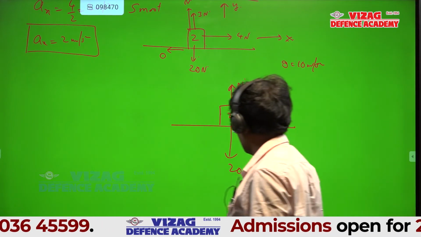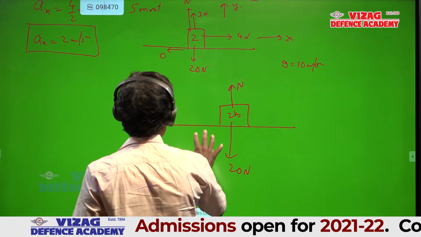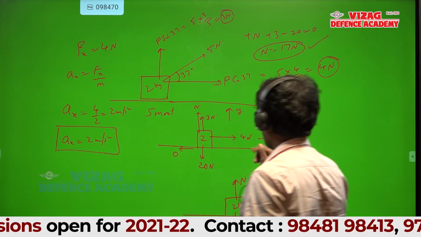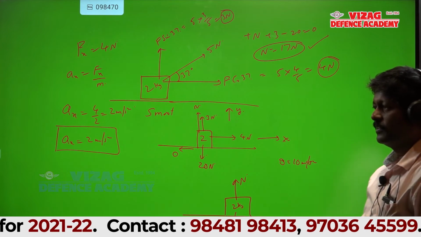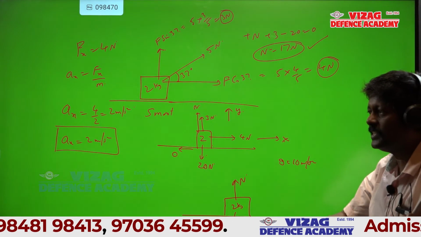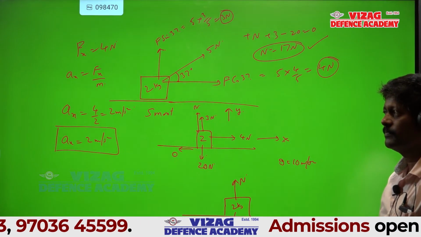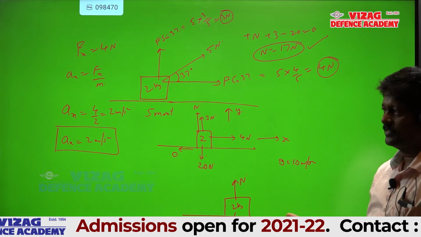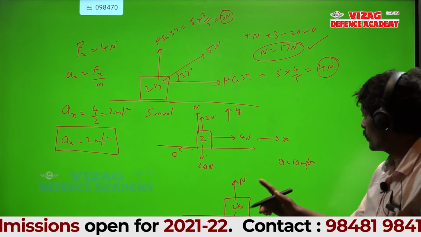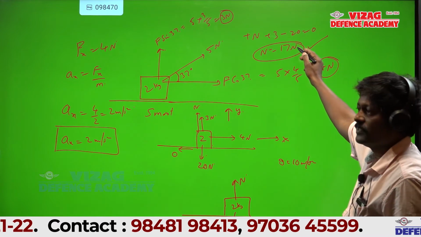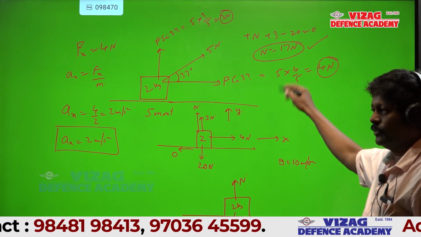But in this problem, there is a force applied. So normal reaction decreased or increased? Decreased. So the weighing machine will not record 20 Newton. The weighing machine will record 17 Newton. Write down these points.